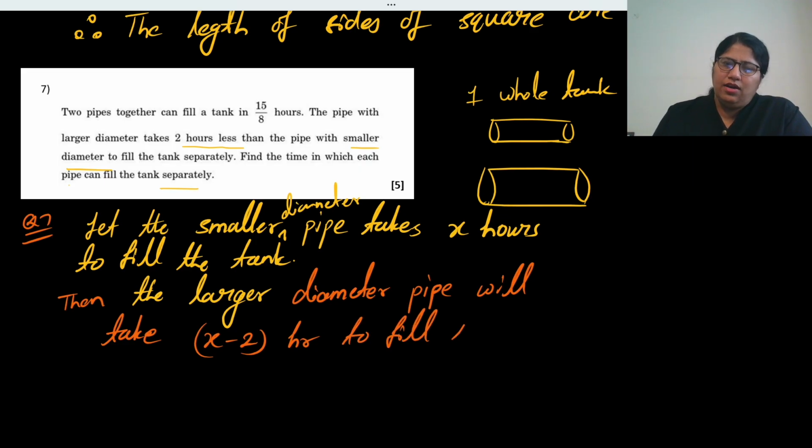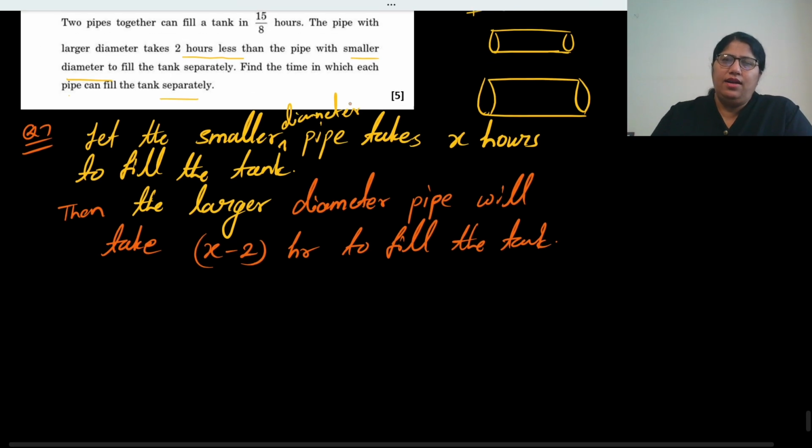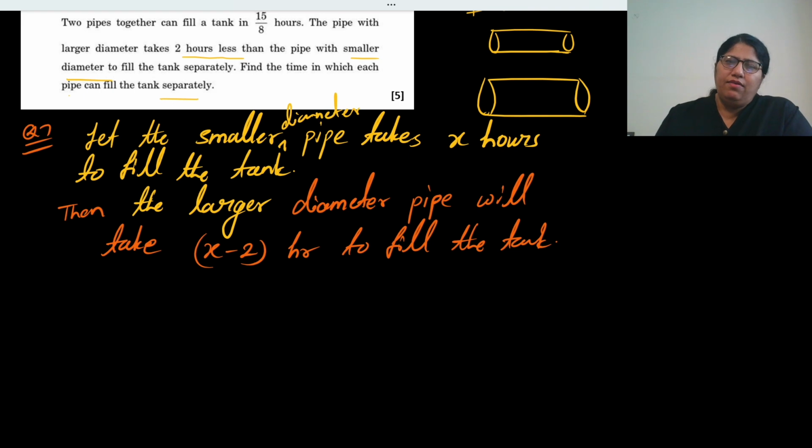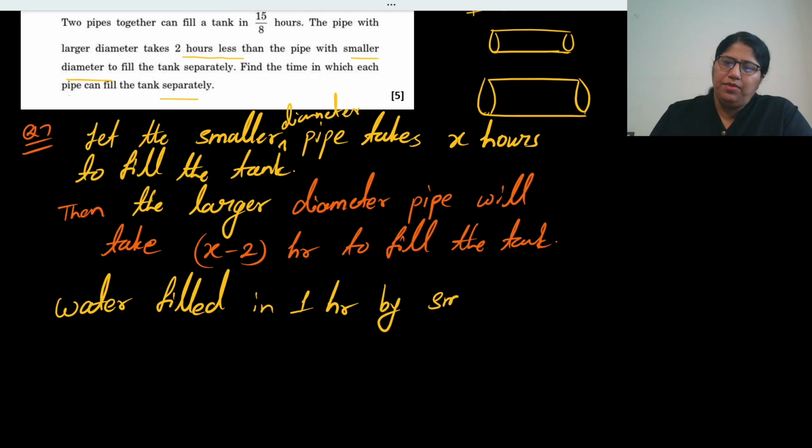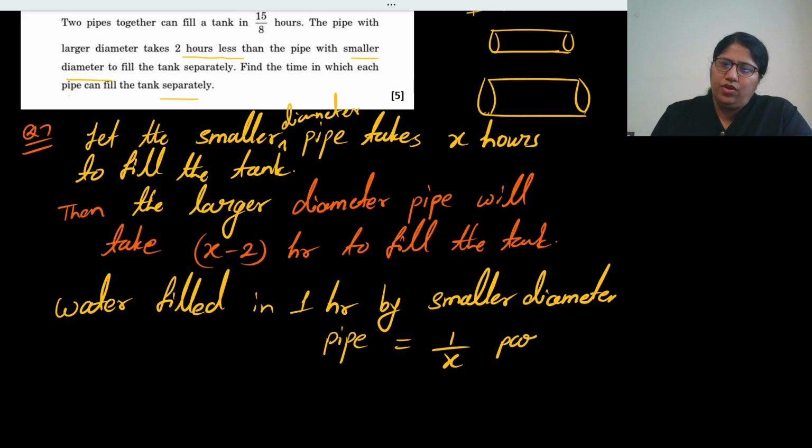So this is the whole tank, the total time taken. I told you we will always get it for 1 hour. So how much part of the water will be filled in 1 hour? So what you will write down here, water filled in 1 hour by the smaller diameter pipe is going to be equal to 1 by x part of the whole tank. This is a very important part.